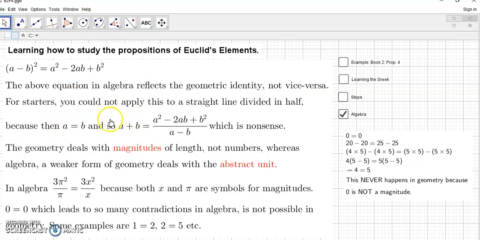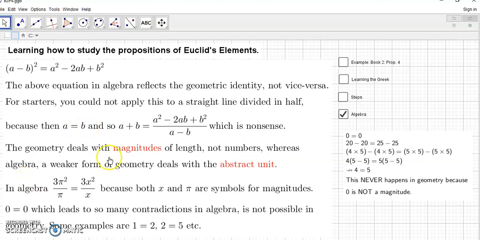For starters, you cannot apply this to a straight line divided in half. Why? Because then you'd have 0 squared. And of course, if A happened to equal B, which means it's a straight line divided into 2, then you cannot divide by A minus B, because there's no such thing in geometry. Geometry deals with magnitudes of length, not numbers, okay?